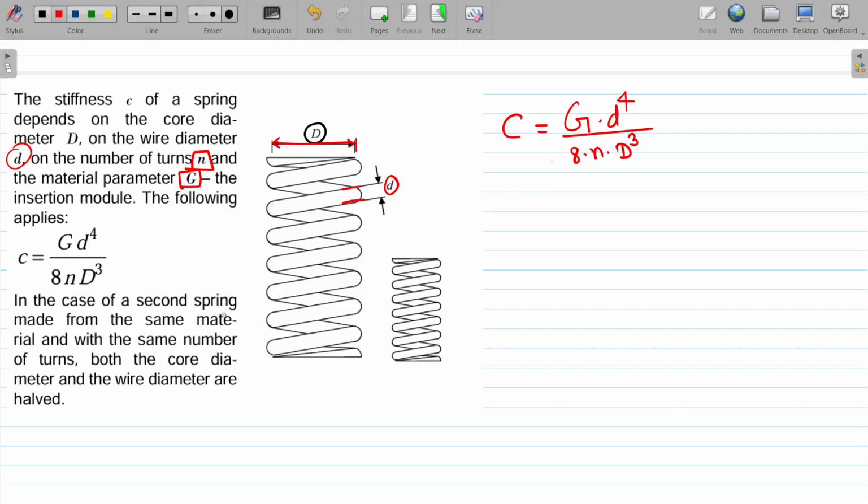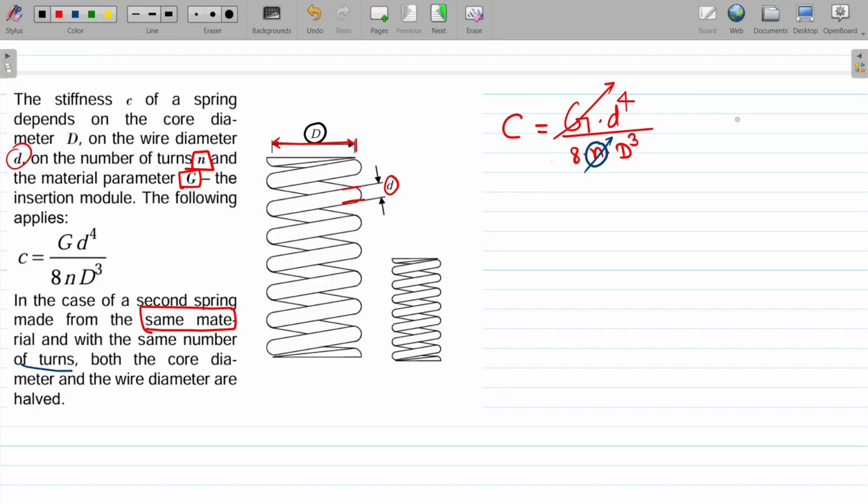In the case of a second spring made from the same material, now please see, if we have the same material, it means this capital G will be the same for both the springs because this is the material constant and this is the same material, so G will be the same. And with the same number of turns, it means this small n is also the same for both the springs. Both the core diameters and wire diameters are half.